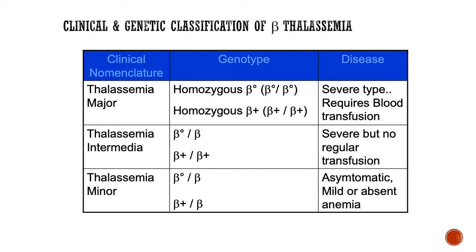Clinical and genetic classification of beta thalassemia. It can be clinically classified as thalassemia major, thalassemia intermedia, and thalassemia minor. Thalassemia major can be homozygous beta 0 or homozygous beta plus, where beta 0 is where all the beta globin chains are absent. Homozygous beta plus is where the chains can be deficient.